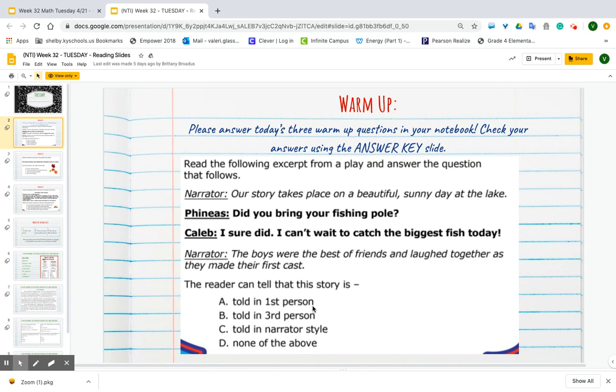So then let's look up here at first person. And remember, our clues in first person are using words such as I, we, and me. And we don't have those clues from the narrator. Now, we have that when the character said that, but not what the narrator said. So this one would be told in third person.